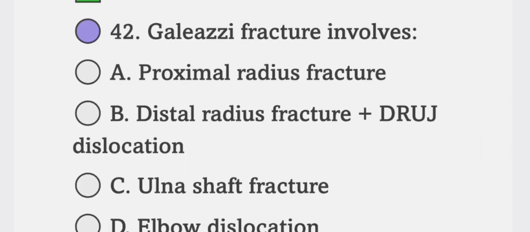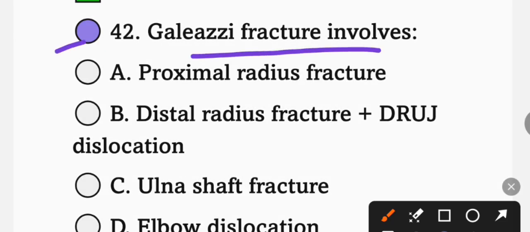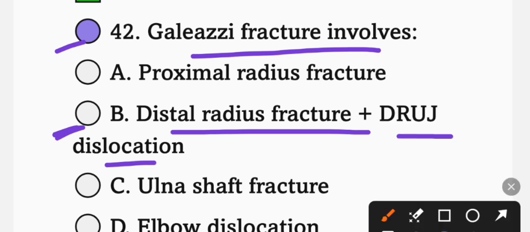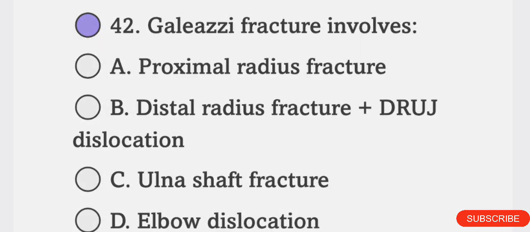Now come to question 42. Galeazzi fracture involves. Galeazzi fracture is the pair question of Monteggia. Galeazzi fracture means a fracture of the distal third of the radius with dislocation of the distal radioulnar joint at the same time. So option B is the correct option: distal radius fracture with distal radioulnar joint dislocation. Monteggia is a proximal problem and Galeazzi is a distal problem, so don't be confused. Option B is the correct option.